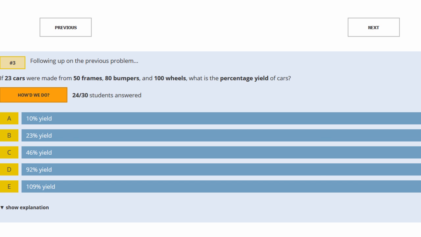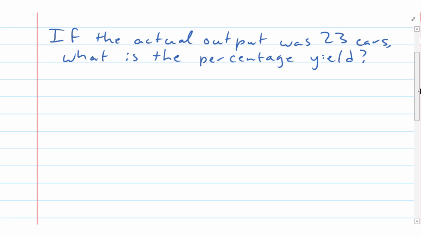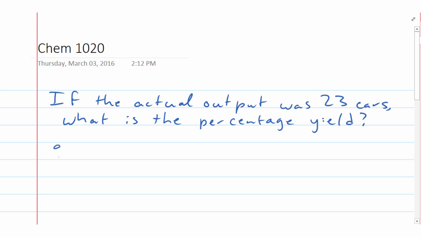5, 4, 3, 2, 1. Correct answer here is 92% yield. So now, let's see how we'd go about getting that. First of all, percentages are always calculated the same way. They're found by taking the part over the whole, and then what? Times 100.